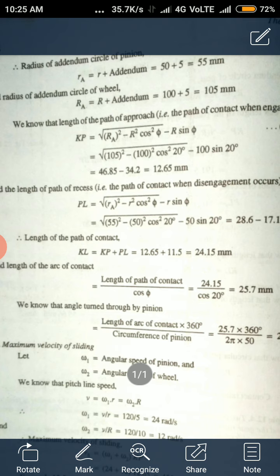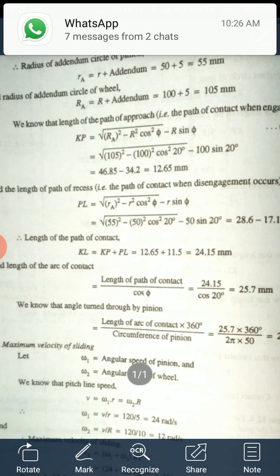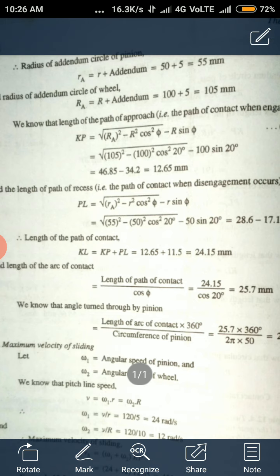So now you already know the length of the path of approach equation, that is equal to square root of capital R A square minus capital R square cos square phi, minus capital R sin phi. So substitute the values here: square root of 105 square minus 100 square cos square 20 degree, minus 100 sin of 20 degree. So 100 is what? Capital R, and R A equal to the radius of the addendum circle of the wheel. So you get how much? 12.65 mm.